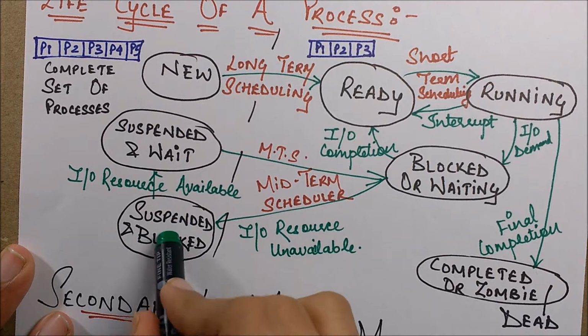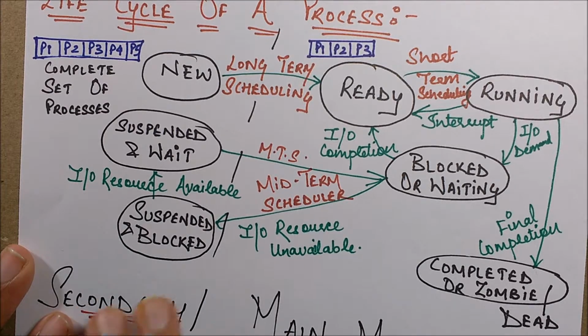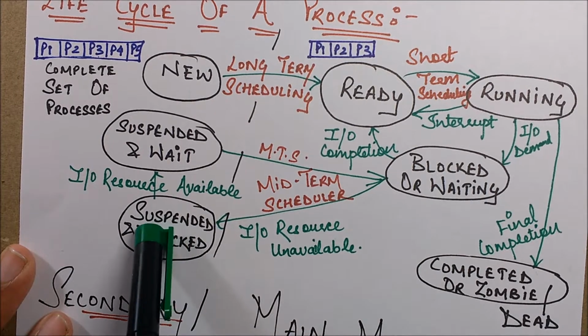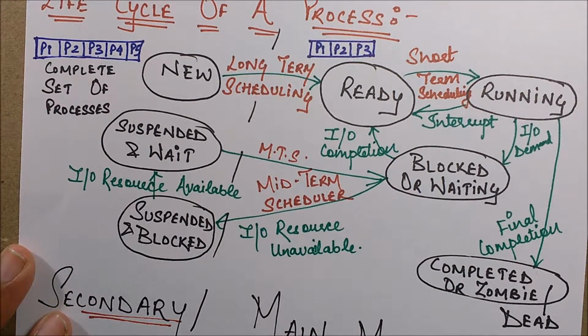So over here in this state, when a process exists, we say that the process is waiting for an input output resource which is actually occupied by some other process. Fine. So whenever, let's say at a point, the input output resource is now available, at that point the process is shifted to this suspended and wait state.